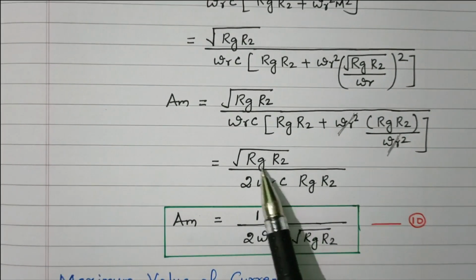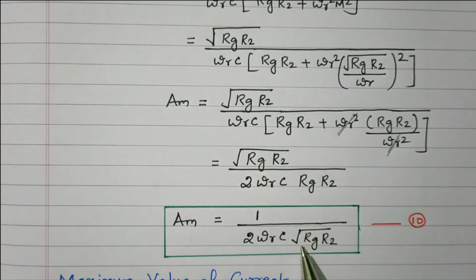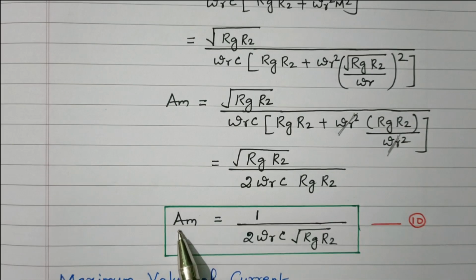Very similar to the previous case. The square root of Rg R2 divided by Rg R2 can be written as 1 divided by square root of Rg R2. So this is the maximum value of amplification. Am is nothing but 1 divided by 2 omega r C square root of Rg R2.